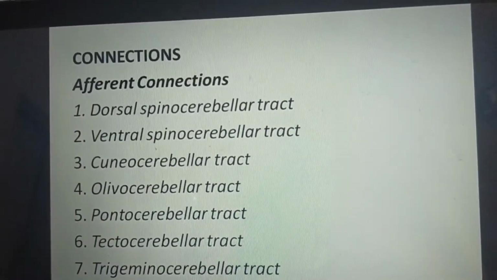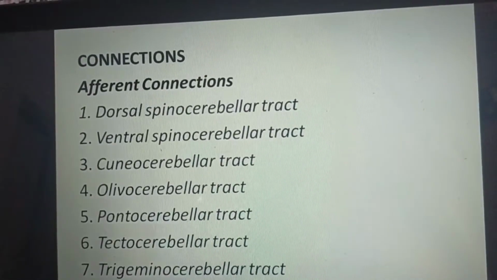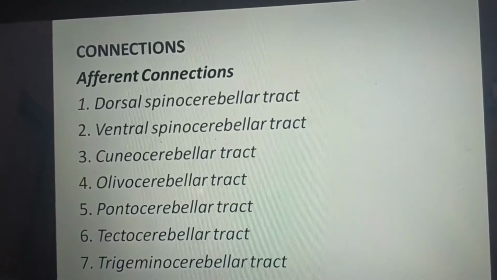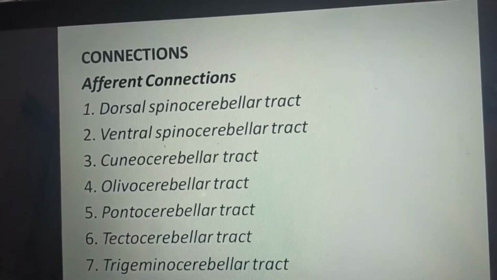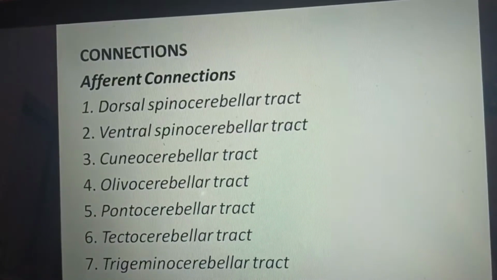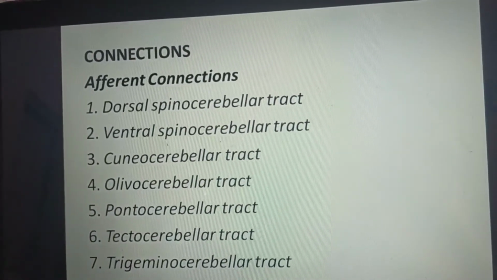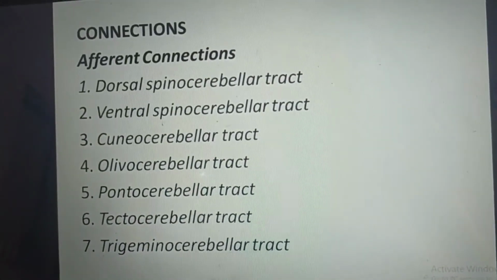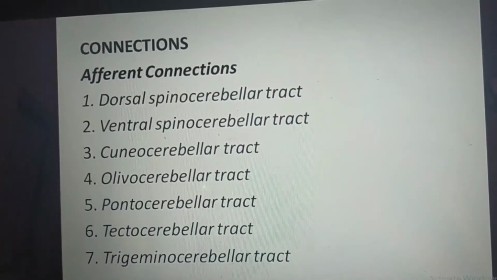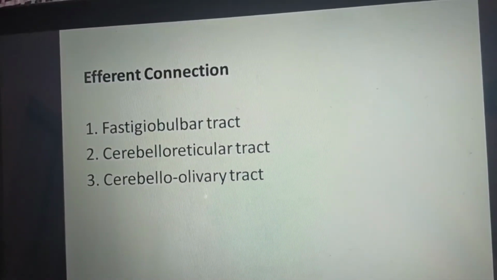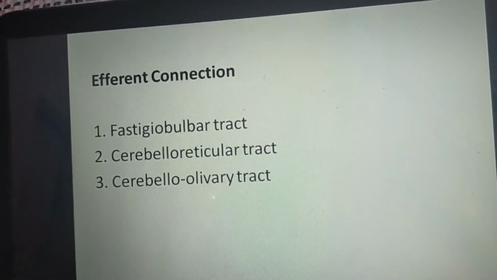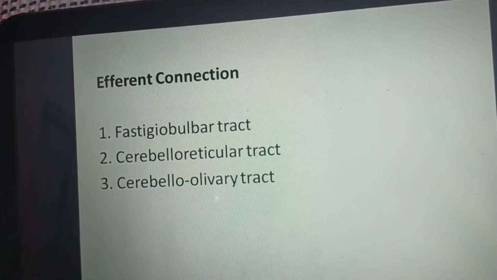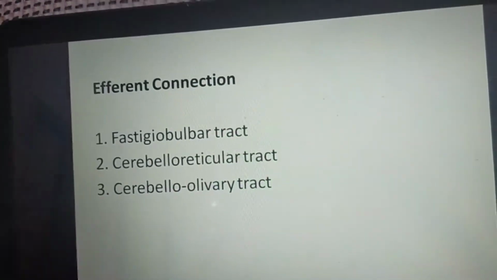Connection. As we saw in vestibulocerebellum, there was a connection within afferent. In this, in afferent connection there are 7 tracts. First is dorsal spinocerebellar tract, then ventral spinocerebellar tract, cuneocerebellar tract, olivocerebellar tract, pontocerebellar tract, tectocerebellar tract, trigeminocerebellar tract. And in efferent there are 3 connections. First is vestibulobulbar tract, then cerebelloreticular tract, and third is cerebello-olivary tract.